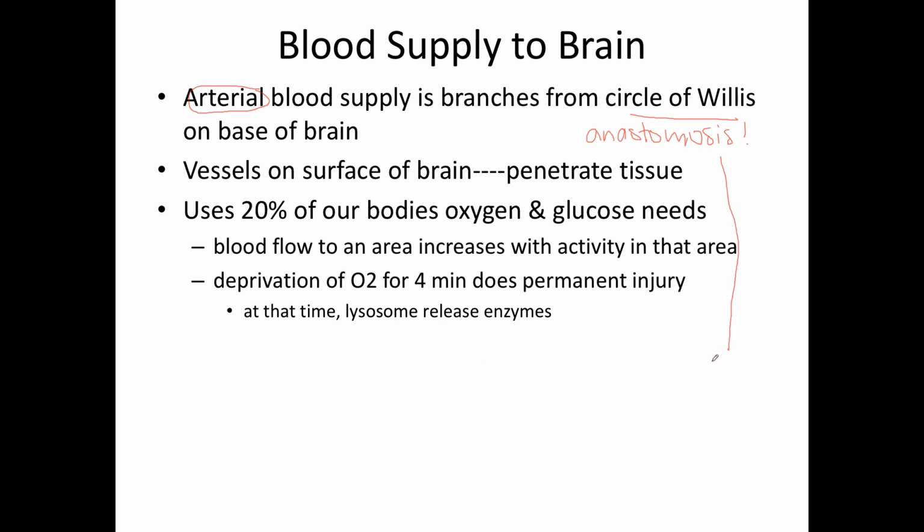So since your brain is important and keeping it alive is a priority, because if you have no O2 for even 4 minutes, it does permanent damage, sometimes it makes sense to have backup blood supplies to the brain. So you have vertebral arteries, and your carotid.